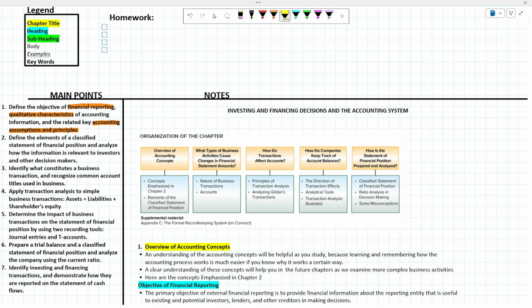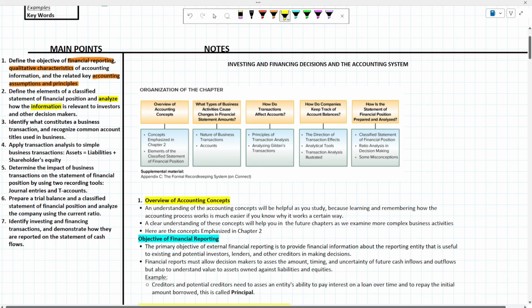Number two, define the elements of a classified statement of financial position and analyze how the information is relevant to investors and other decision makers. Number three, identify what constitutes a business transaction and recognize common account titles used in businesses. So business transactions is for number three.